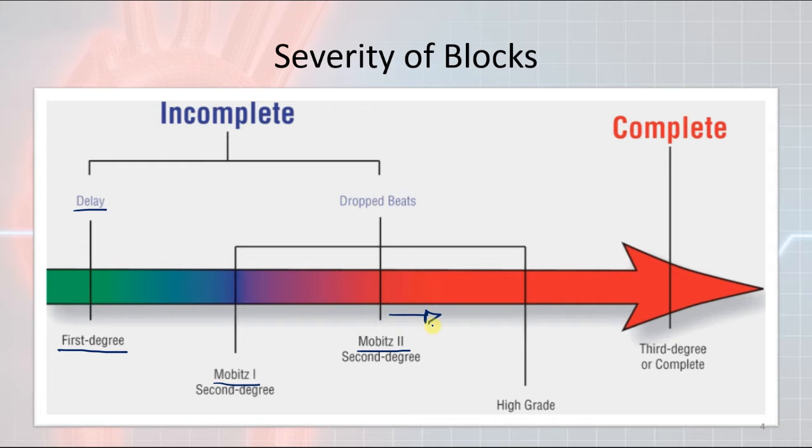The last block that you really don't want to have at all is considered a third degree, also called a complete heart block. That basically means that the atria and the ventricles are not communicating to each other at all and they both are beating at their own intrinsic rate.